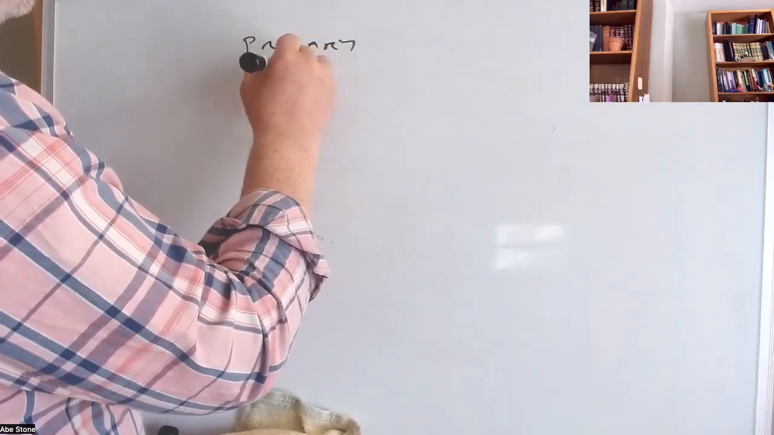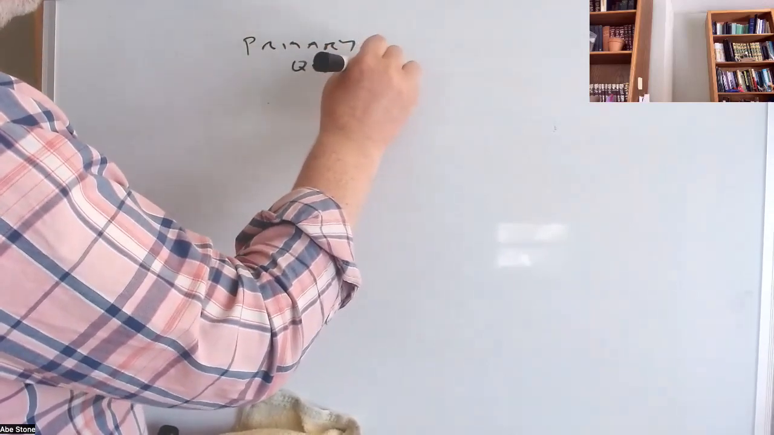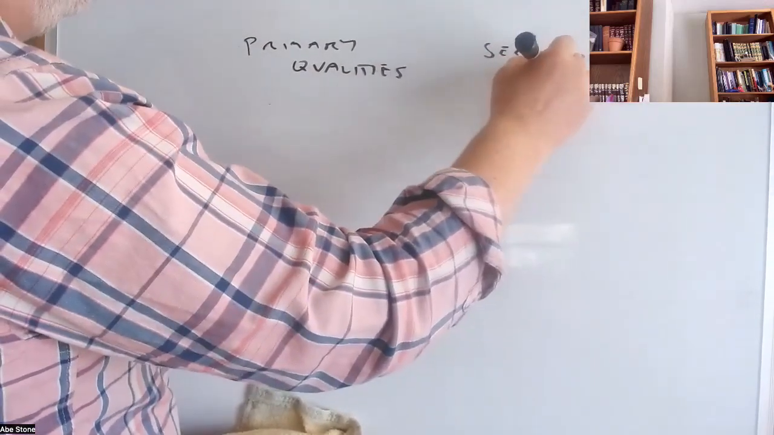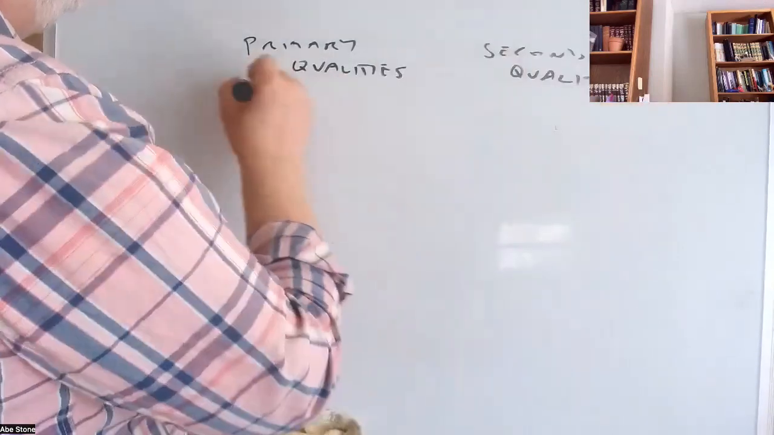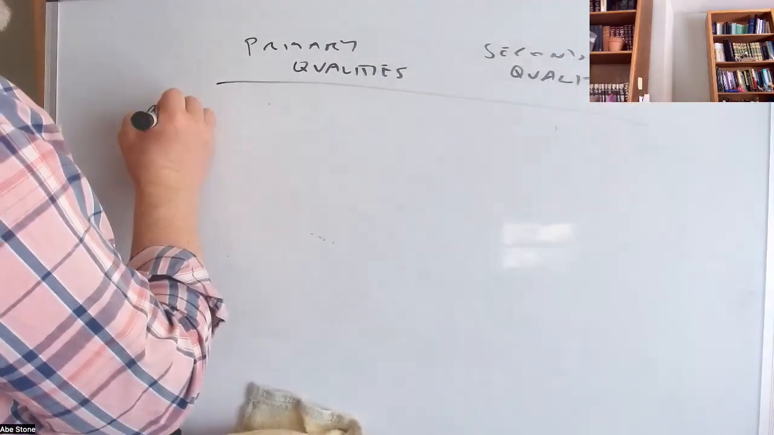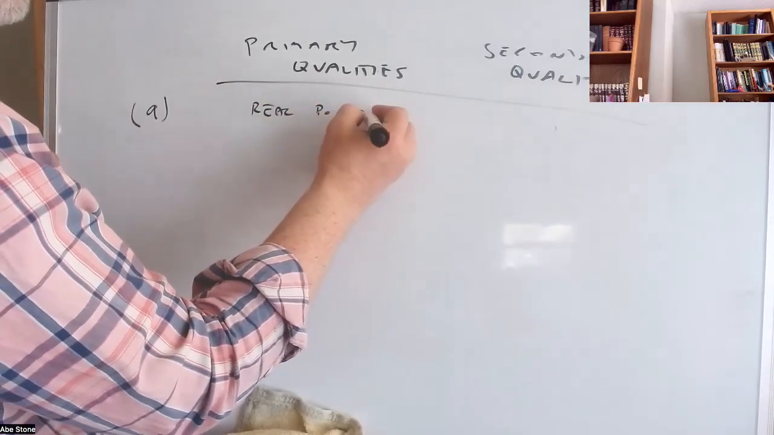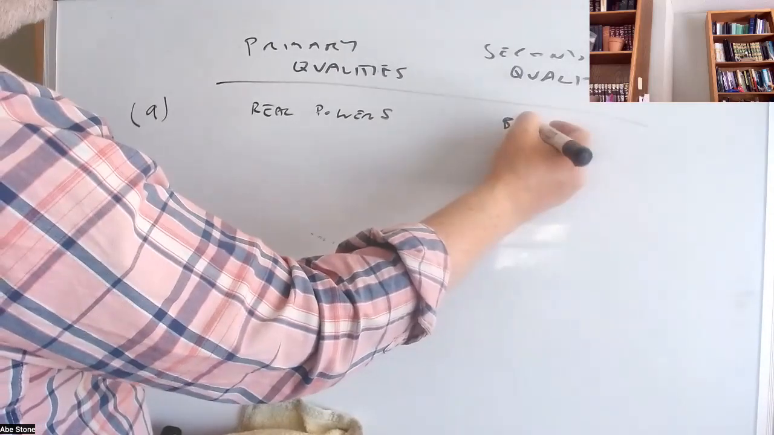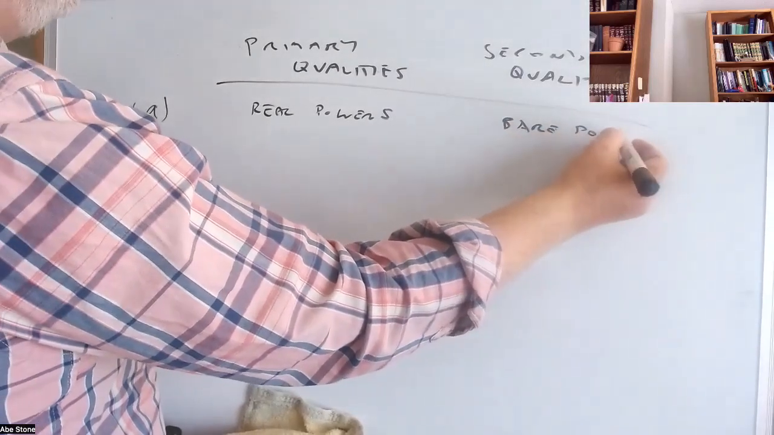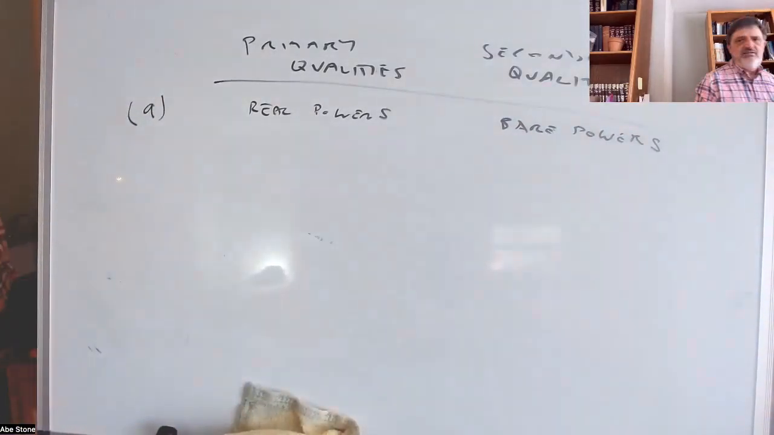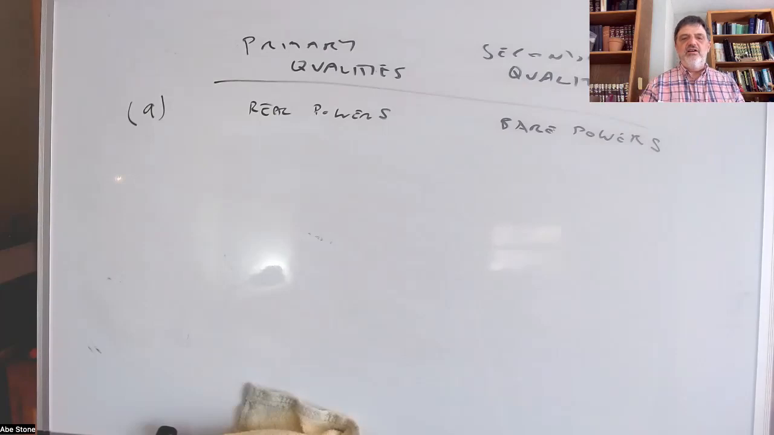I'm going to make it a table. Primary qualities and secondary qualities. So this is A. Primary qualities are real powers, whereas secondary qualities are bare powers. Right, as I explained last time, that means that somehow there's a... oops, that's partly cut off. I think you can still tell what it says though.